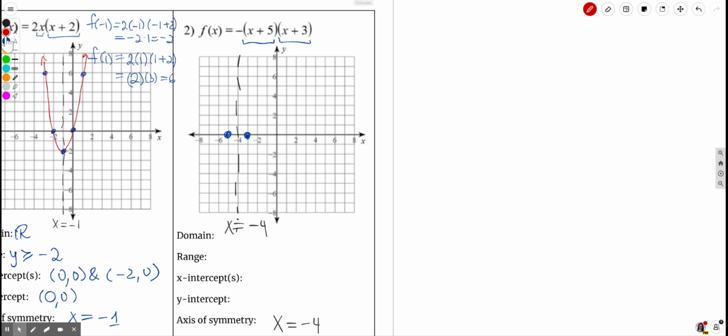Now, we need to know the exact location of our vertex. So we're going to substitute a -4 into our function equation. So -4 plus 5, -4 plus 3. So let's see. -4 plus 5 is 1, and this is -1, and this gives me an answer of 1. This makes perfect sense because your parabola is concave down. When we multiply this out, we get a -x squared.